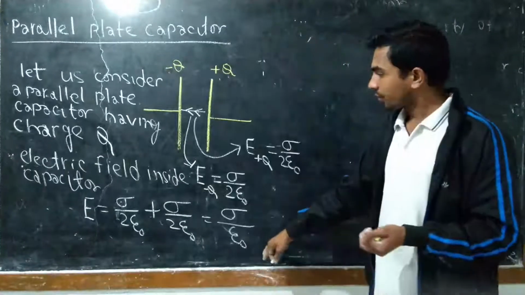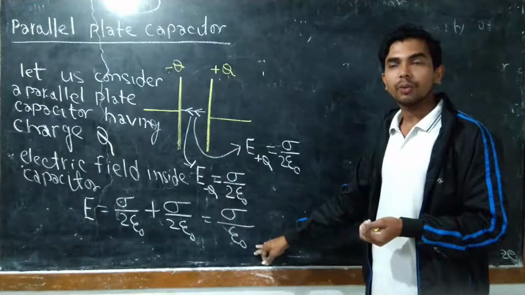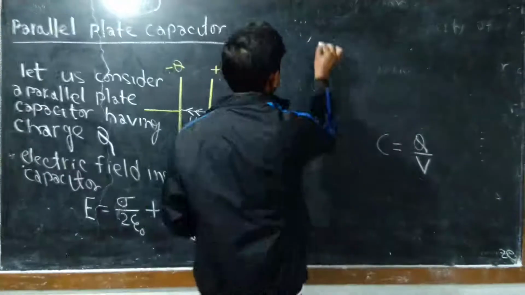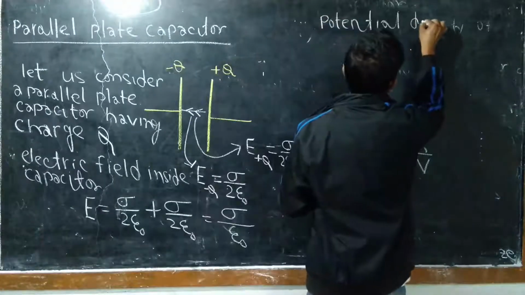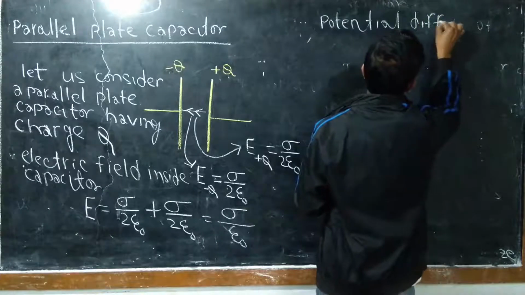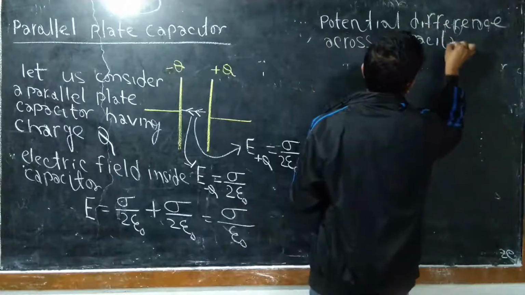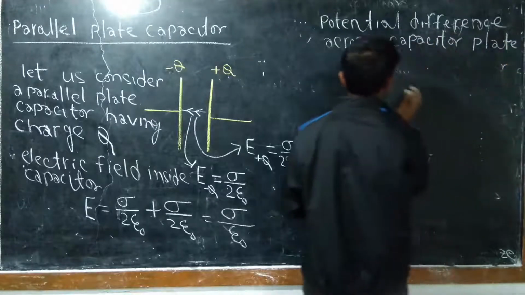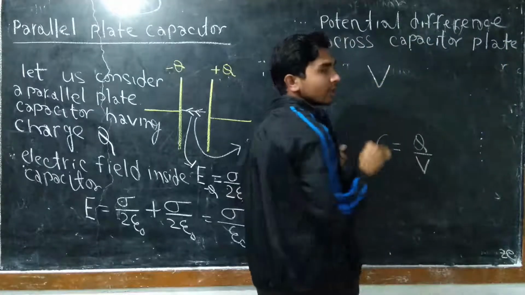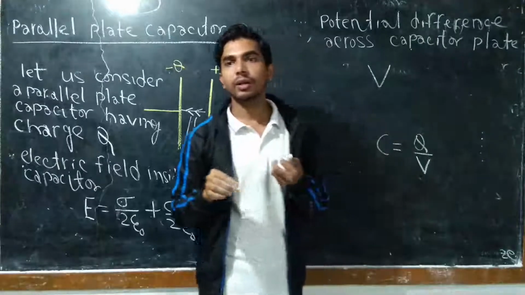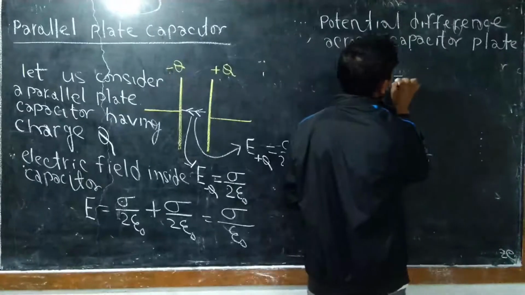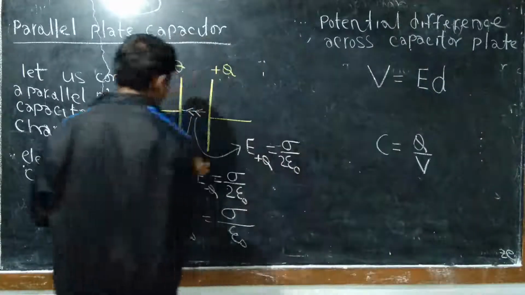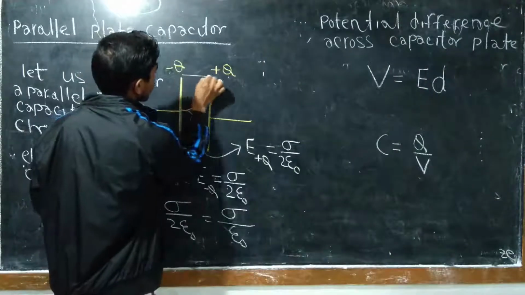Now, electric field is known, right? Now we can write the potential drop across the capacitor. So potential difference across the capacitor plates. Suppose V is the potential drop across the capacitor plates, and this V is basically the product of E into d, right? What is d? d is the separation between the capacitor plates.